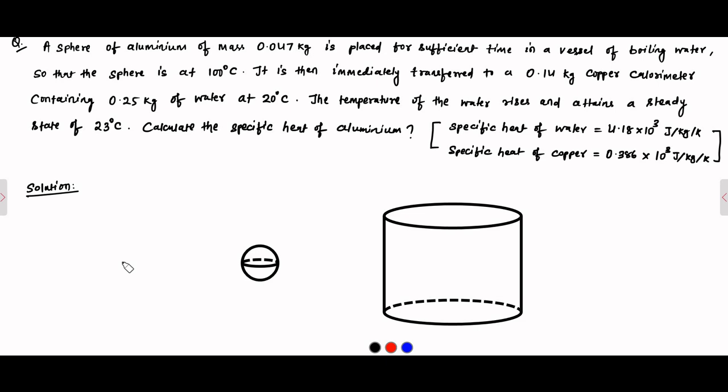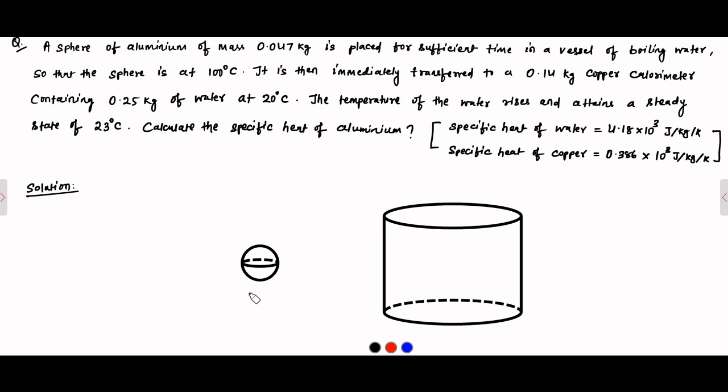It is given the specific heat of water is 4.18 into 10 to the power 3 joule per kg per Kelvin. Specific heat of copper is 0.386 into 10 to the power 3 joule per kg per Kelvin. This question is based on the principle of calorimetry, specific heat, and the concept of heat loss and heat gain in a calorimeter.